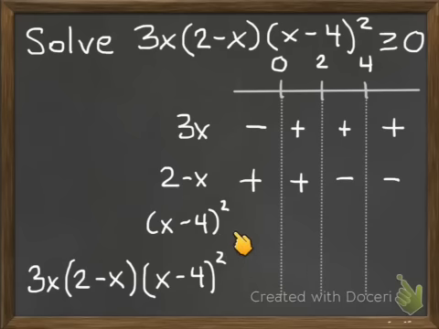Finally, we've got the factor x minus 4 quantity squared. Well, since that's squared, it's always going to be positive, except in that one case where it's 0 when x equals 4.